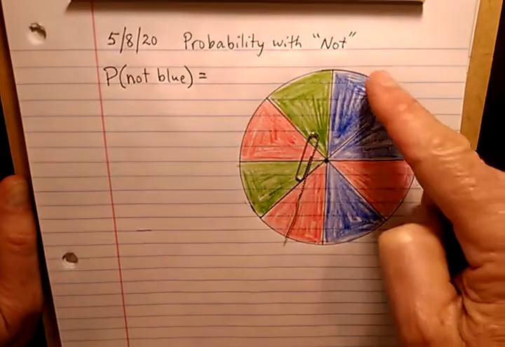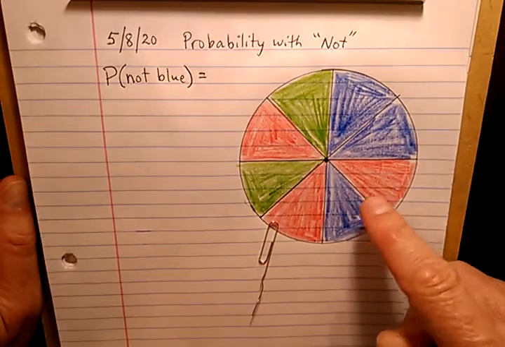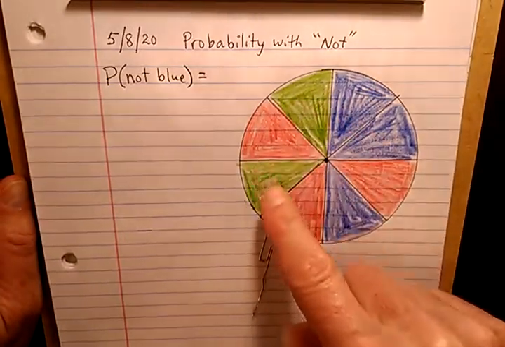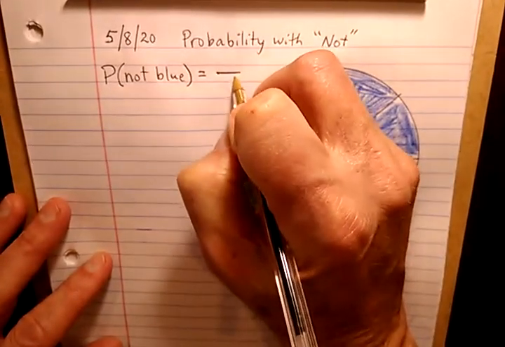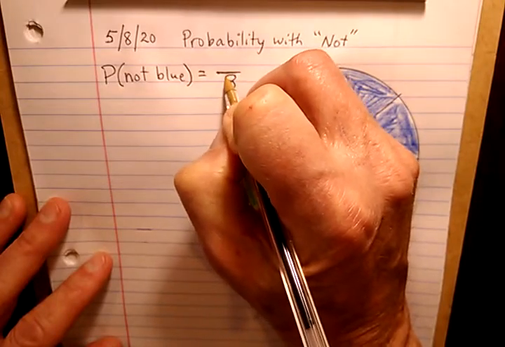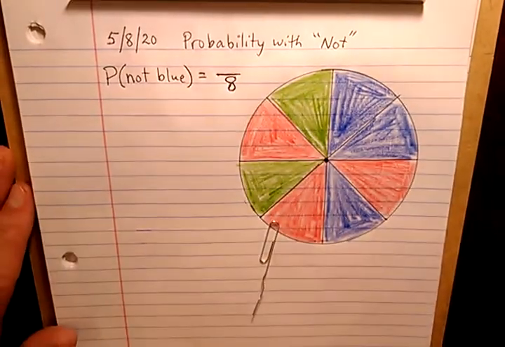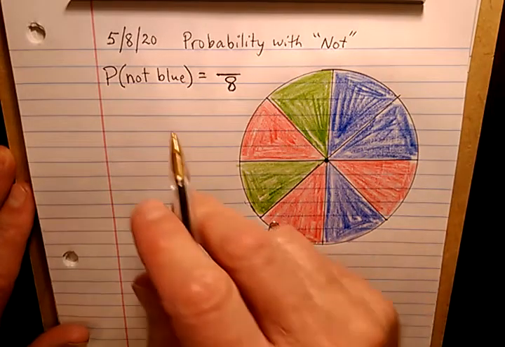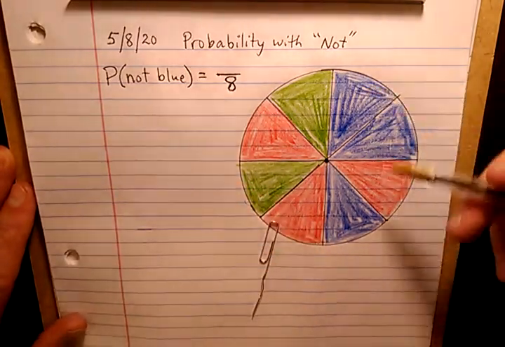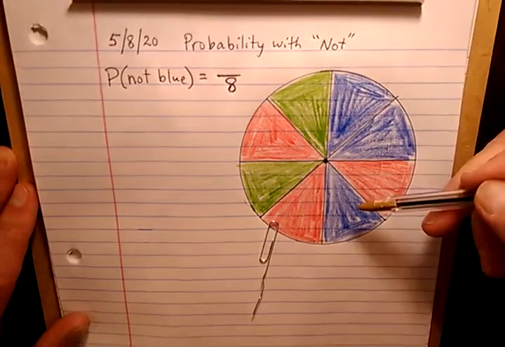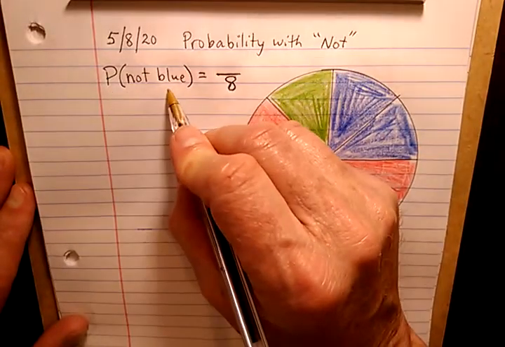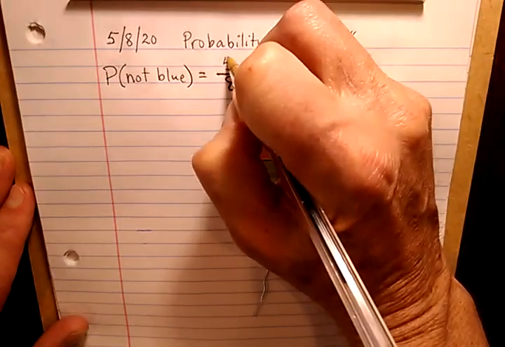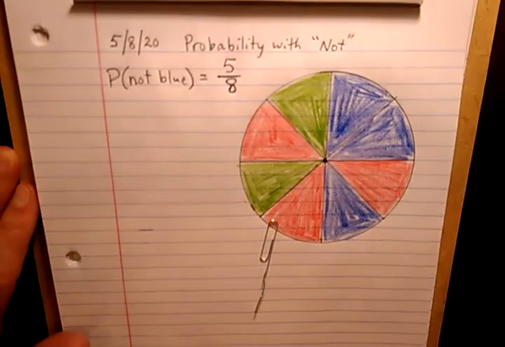How many sections of this spinner are there altogether? 1, 2, 3, 4, 5, 6, 7, 8. So altogether there are 8 things that can happen when we spin the spinner. The total outcomes goes on the bottom. But how many are not blue? Well, there's 3 that are blue, so if we have 8 minus 3, that means 5. 1, 2, 3, 4, 5 that are not blue. So the probability of not spinning blue is going to be 5 out of 8. That's the answer.